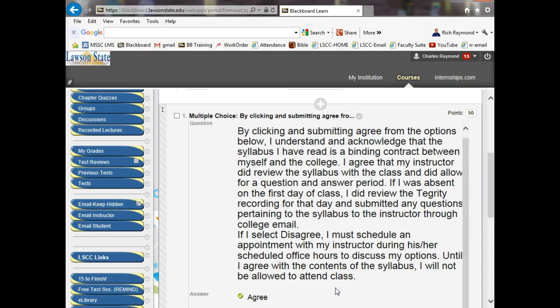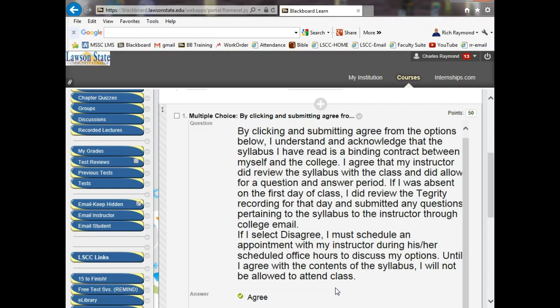So this is what it says: by clicking and submitting the agree option below, I understand and acknowledge that the syllabus I have read is a binding contract for myself and the college. I agree that my instructor did review the syllabus with the class and did allow questions and answer periods. If I was absent on the first day of class, I must review, and this is supposed to be on YouTube. I'll go back and change that.